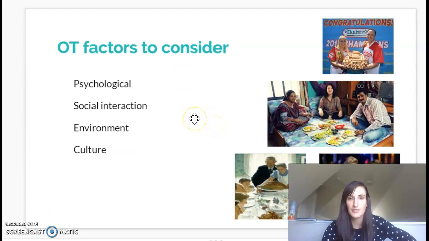So OT factors to consider. I didn't realize my face was going to cover up those pictures. Let's move me.